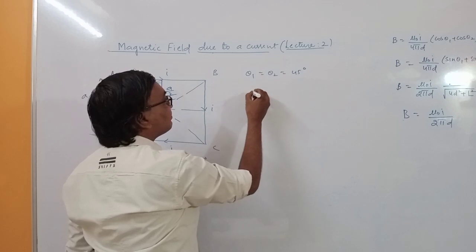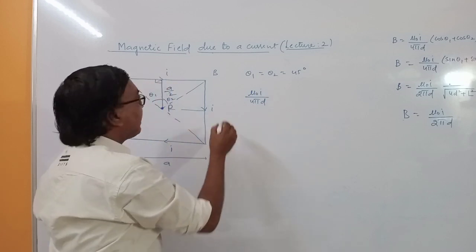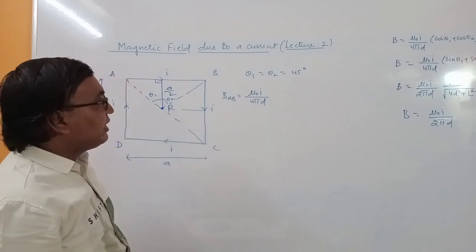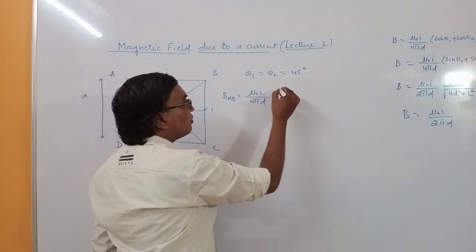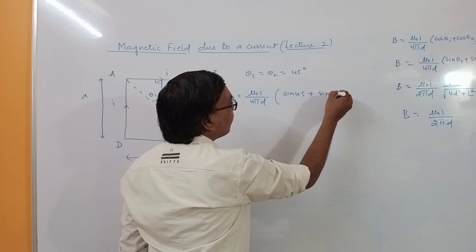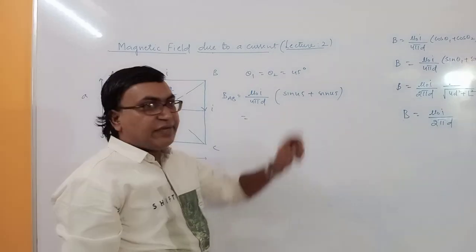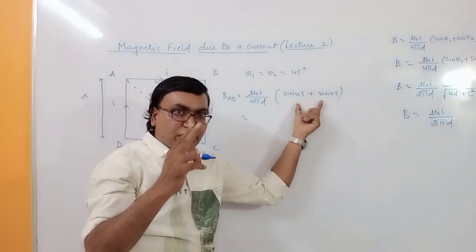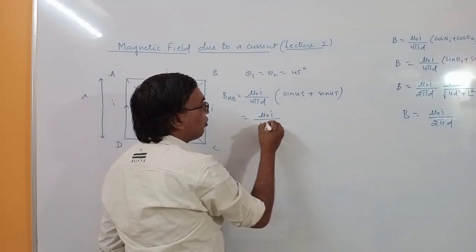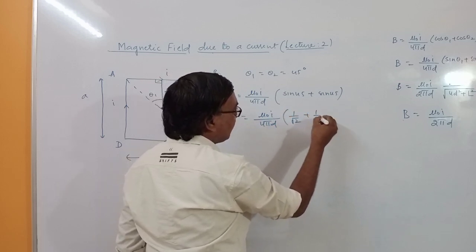So mu naught I by 4 pi d due to one element. I am finding out magnetic field due to AB. So mu naught I by 4 pi d into sin theta 1 plus sin theta 2. So sin 45 plus sin 45. So sin 45 is 1 by root 2. Sin 45 is 1 by root 2. 2 sin 45s is 2 by root 2. So mu naught I upon 4 pi d into 1 by root 2 plus 1 by root 2.